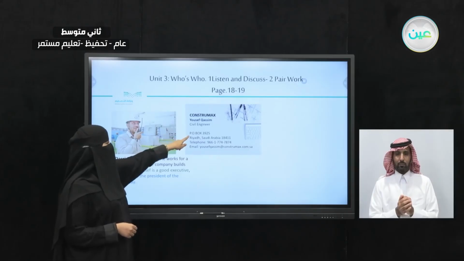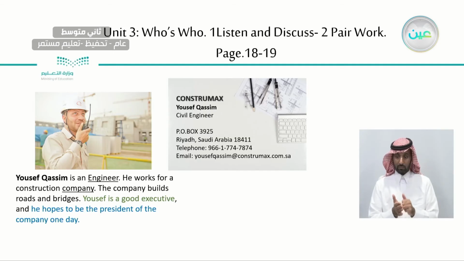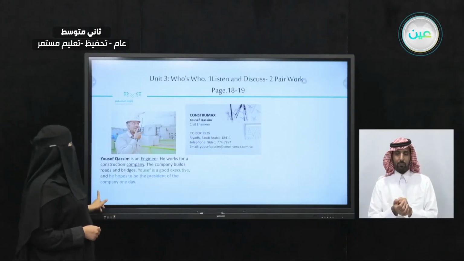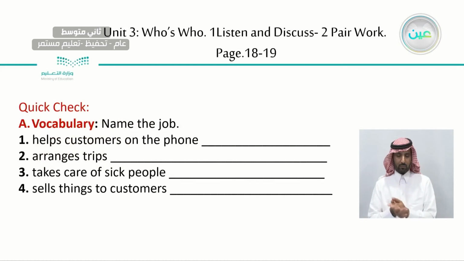So this is the address of Yusuf. He lives in Riyadh, Saudi Arabia. This is his telephone and his email address. Let's take a look at the end of his email address. We have the letters SA for Saudi Arabia. Now let's take a look at the next thing here. Let's have a quick check here.